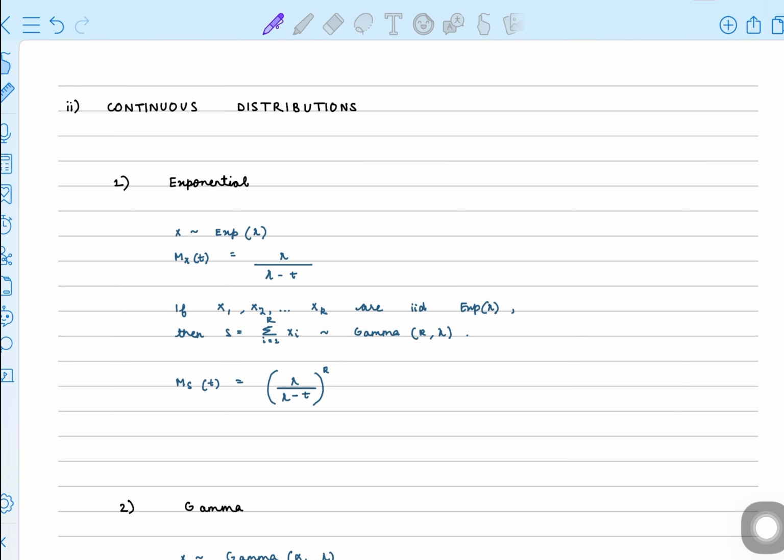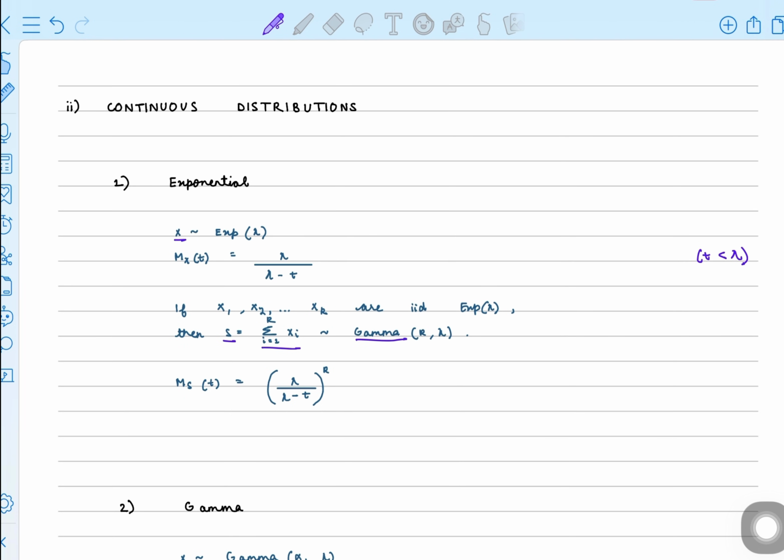Suppose a random variable x follows the exponential distribution with the parameter lambda. Then the MGF is given by lambda upon lambda minus t, provided that t is less than lambda. Now, if x1, x2 all the way up to xk are independent and identically distributed exponential random variables, then we define S as the sum of all of them. This follows the gamma distribution.